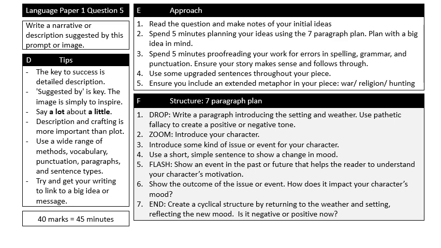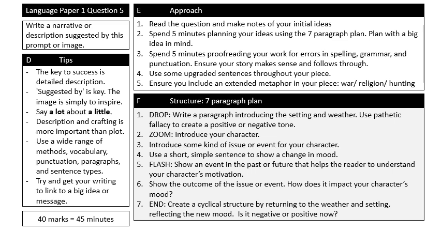Spend 5 minutes planning your ideas using the 7-paragraph plan, which is in box F. Then spend 5 minutes at the end proofreading your work for errors, so spelling, grammar and punctuation. Use some upgraded sentences, so around 3 throughout your piece. Ensure you include an extended metaphor in your piece, so that could be war, religion or hunting, for example.